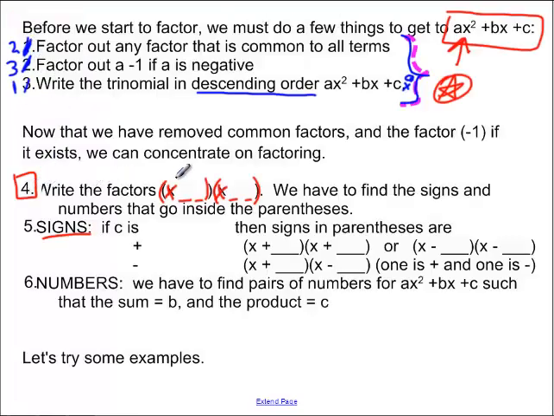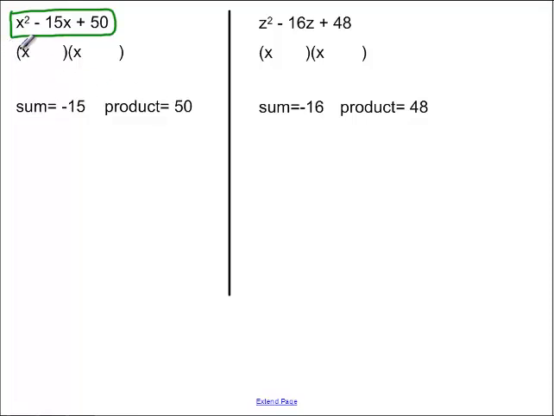So step number 4 is write the factors, because we're going to, again, try to factor this out. So write the factors x and x, which I did already here. So there's my two factors. I know it's going to be x, and then there's a sign here and a number here, and a sign here and a number here. And we'll have to just figure out the signs.